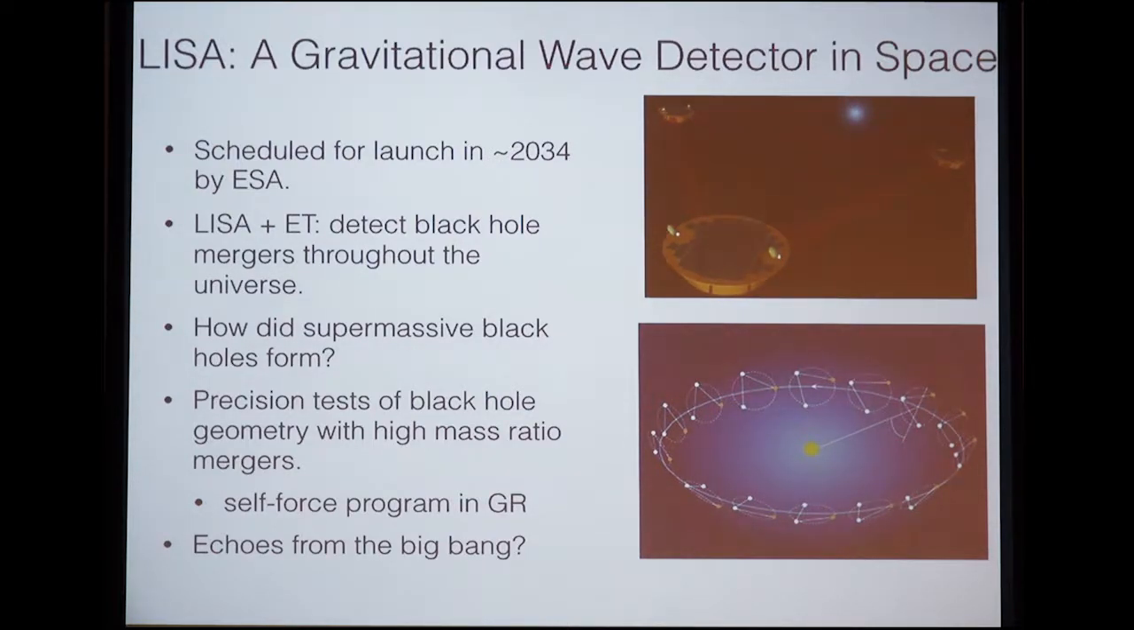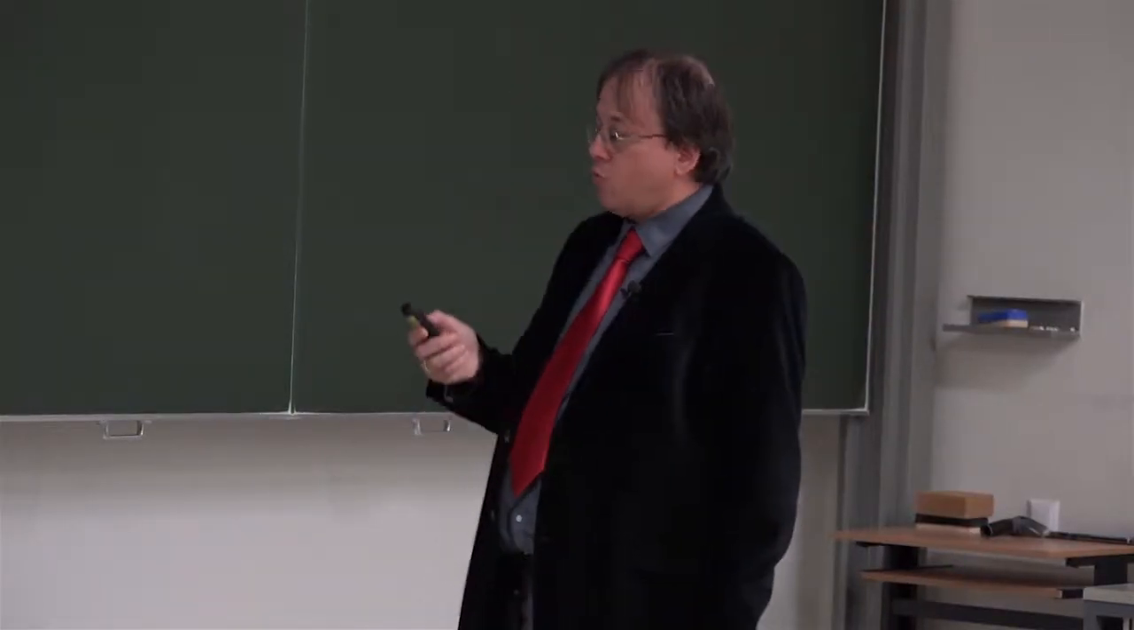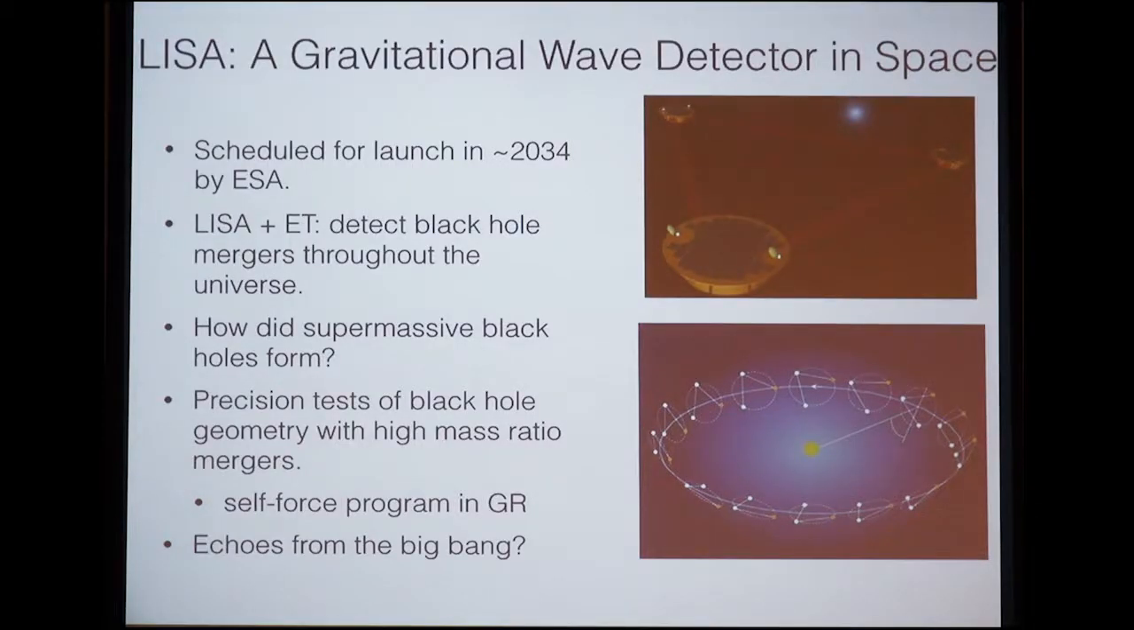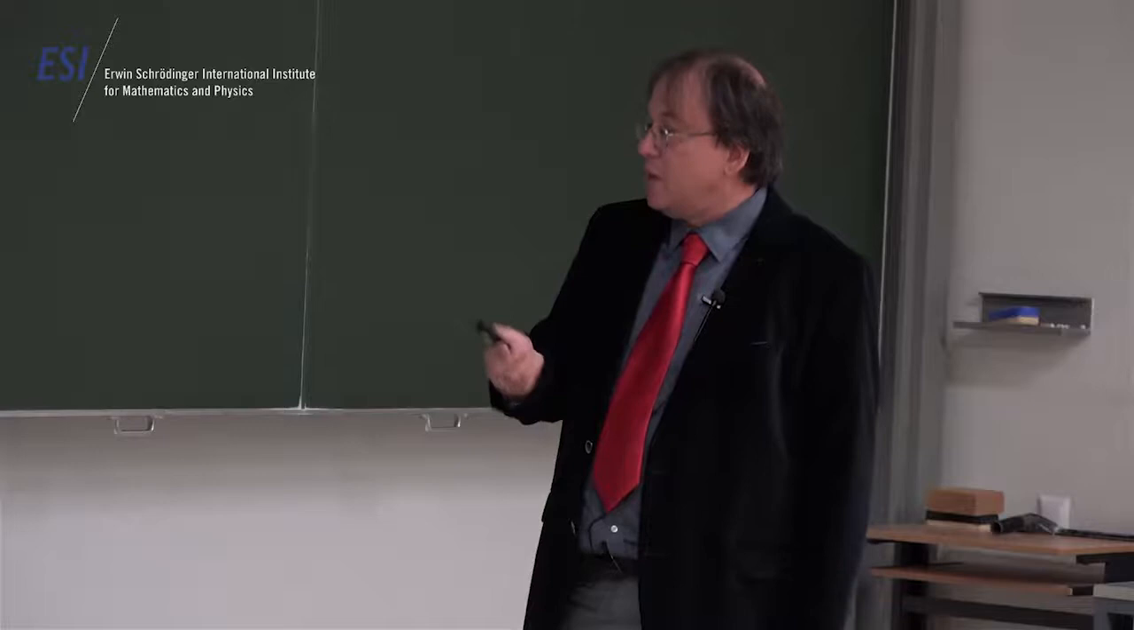This has been scheduled for launch in the early 2030s by the European Space Agency and will allow us to understand things like how supermassive black holes formed. It will allow us to do precision tests of the black hole geometry by observing how much lighter objects spend many, many orbits in the black hole geometry. And possibly, and that would be the biggest holy grail of gravitational wave science, maybe we will see some signals from inflation, from very, very early times in the universe.